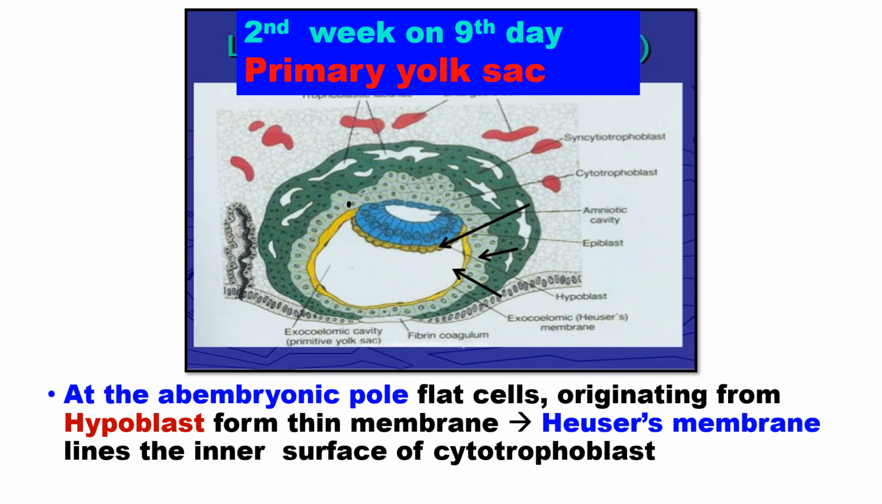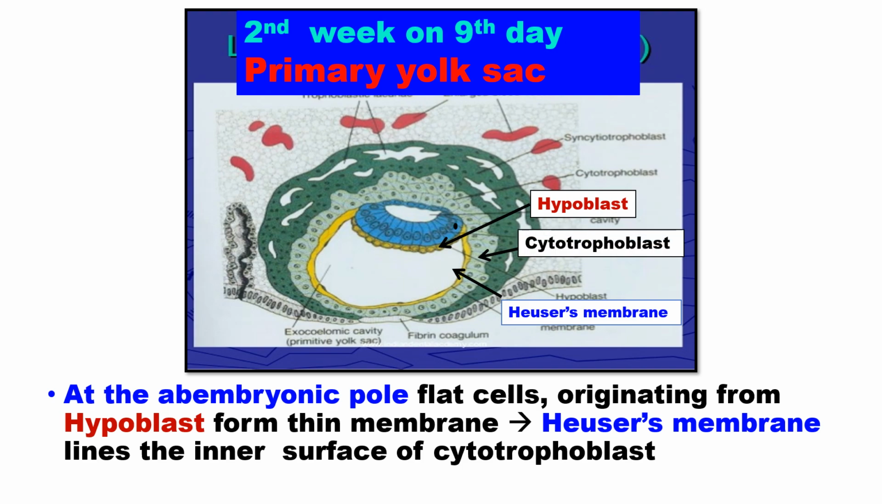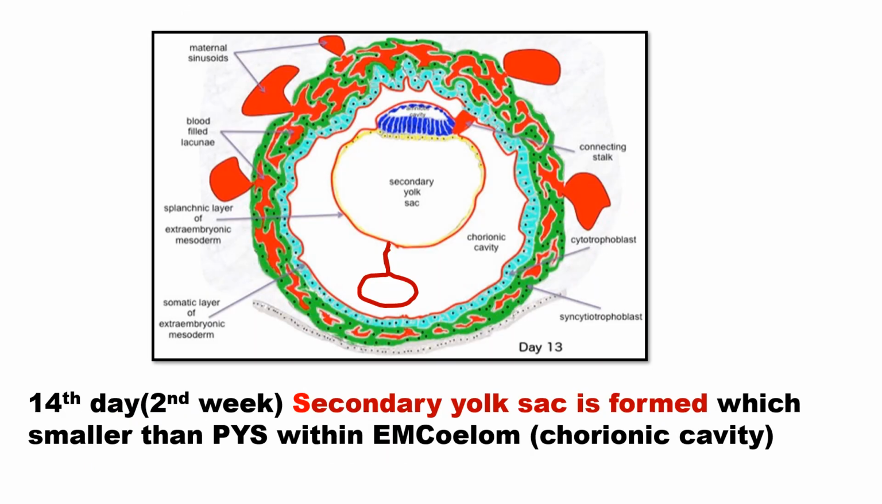Development of the yolk sac: the primary yolk sac starts around the 9th day of intrauterine life. At the embryonic fold, flat cells originate from the hypoblastic layer, and these cells form a thin membrane, which is known as Heuser's membrane, which lines the inner surface of the cytotrophoblast. The hypoblastic cells, together with Heuser's membrane, form the primary yolk sac cavity.